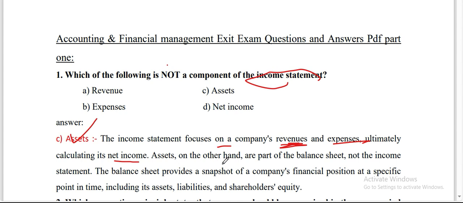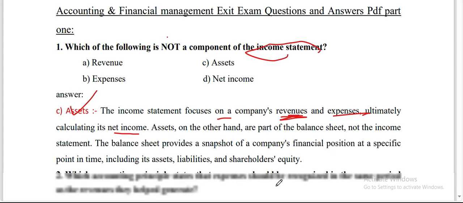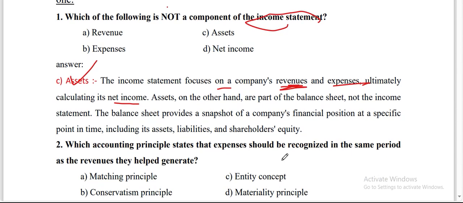Assets, on the other hand, are a part of balance sheets, not income statements. The balance sheet provides a snapshot of a company's financial position at a specific point in time, including its assets, liabilities, and shareholder equity. So, the answer for this question is C.